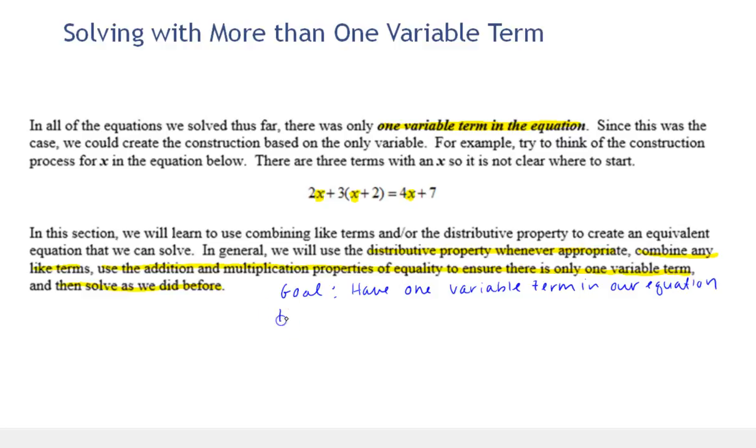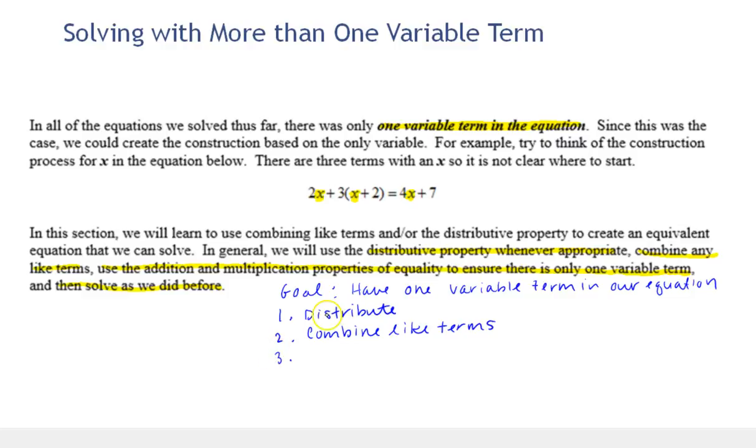And here's how we're going to achieve this goal and in what order. So first we're going to distribute if this is necessary. So for example, in the equation above, we'd want to distribute the 3 to x plus 2 first. So that way we can combine like terms. Right now the x is trapped in there. We can't combine this x with any other term. Okay. Then we will combine like terms. Okay, so we practiced both of these skills in the previous unit.